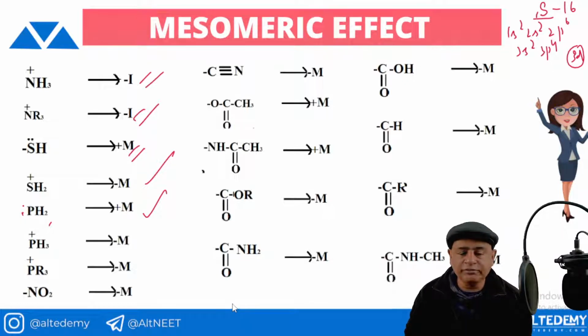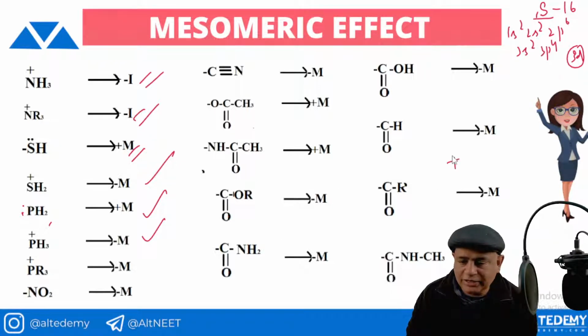It will show positive mesomeric effect. PH3 plus, now again nitrogen does not have a vacant orbital, but phosphorus has a vacant orbital. And having a positive charge and a vacant orbital, it will create minus M effect. I hope you are getting to the point. You're understanding it.